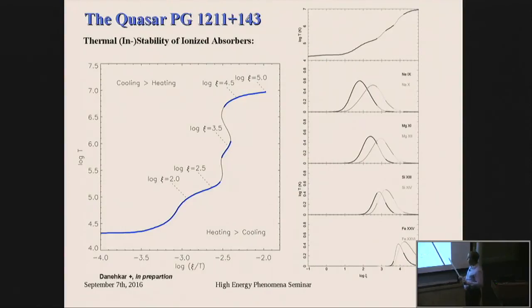This is a plot of ion fraction. We plotted temperature, this is helium-like, hydrogen-like, neon, magnesium, silicon, and this is ionization parameter. And this ion fraction, as you see, for example for neon, magnesium, silicon only exists when they are stable, when they are in this region. But for iron, it is only in this region, which means that they have an ionization parameter of more than 4.